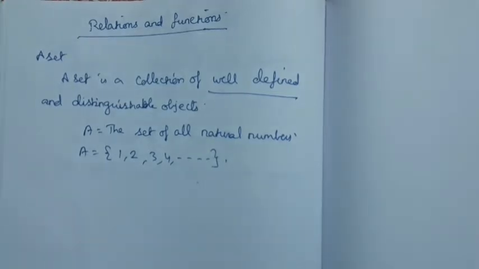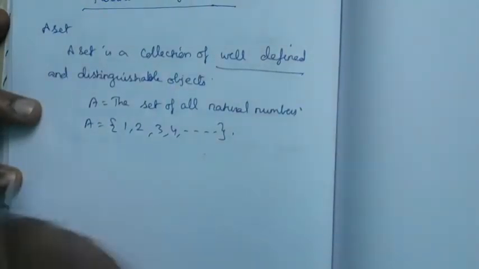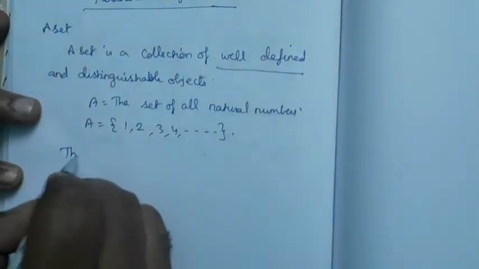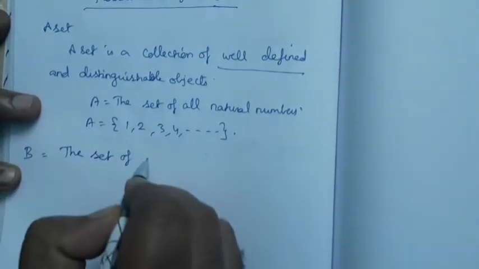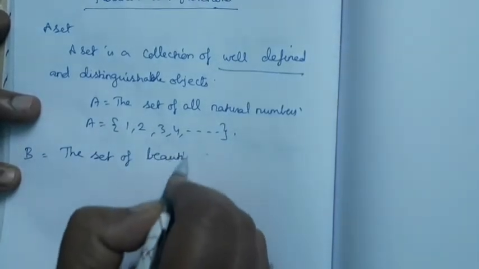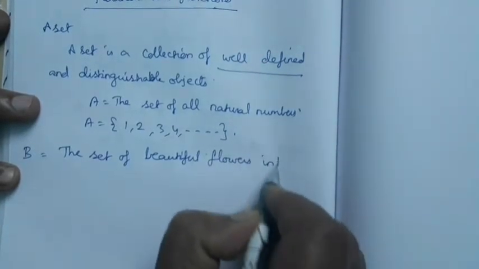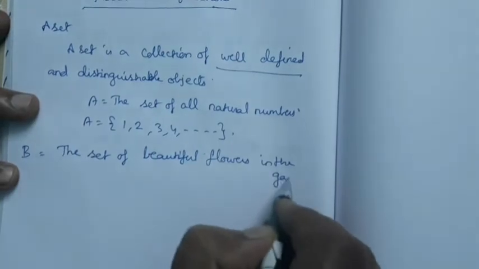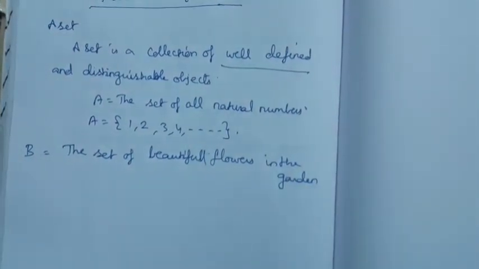You also need to know which is not a set. That is very important. Let me explain with an example. Set B equals the set of beautiful flowers in the garden. The set of all beautiful flowers in the garden.